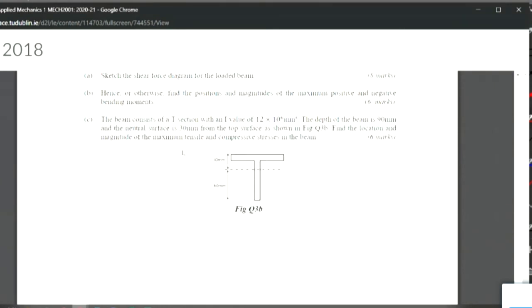So you're told the section is a T section with an I value of 12 by 10 to the 6 millimeters fourth. The total depth of the beam is 90, and the neutral surface, you can see there, is about 2/3 of the way up. So for any given bending moment, the stress at the bottom is twice as far away as the one at the top, so it's going to be twice as much.